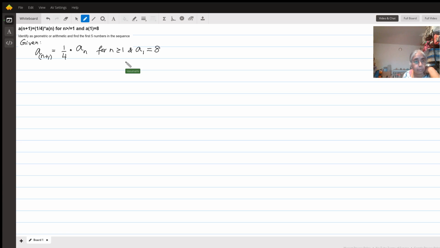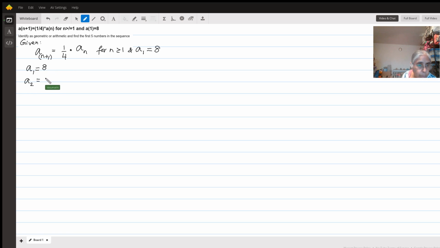Okay, so the question is we have to identify whether the first 5 numbers in the sequence will form a geometric sequence or an arithmetic sequence. So let's go ahead and first find the first 5 numbers. Let's start with a1. Now a1 is already given to us. This is 8. Now what is a2?